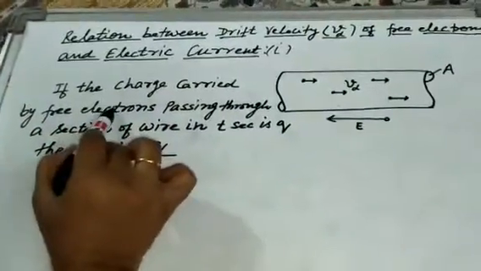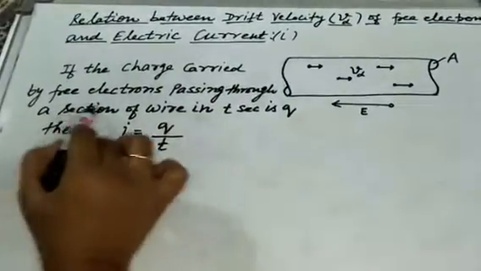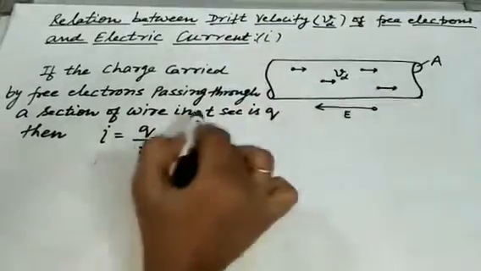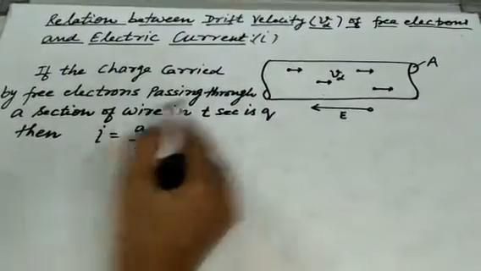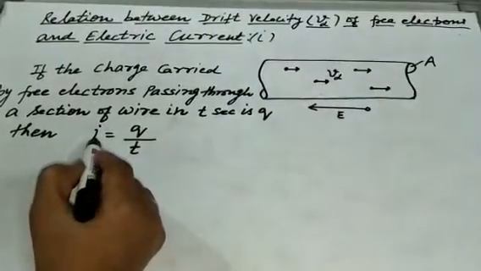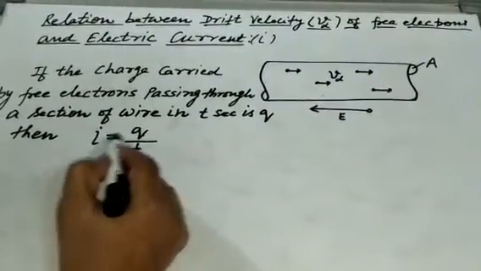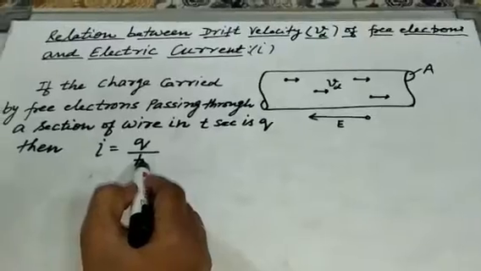and suppose the charge carried by the free electrons passing through a section of wire in t seconds is q, then the strength of current through this conductor is given by I is equal to q by t. I hope all of you are familiar with this relation.